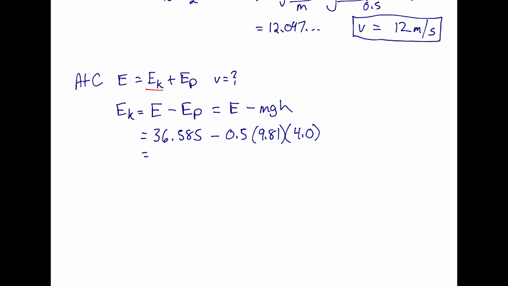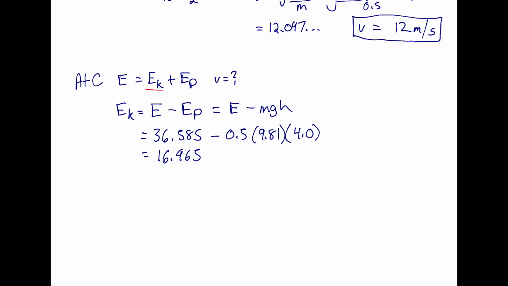36.585 minus 0.5 times 9.81 times 4. I get 16.965. All right. Do we agree so far? Those of you that have tried. It feels right.